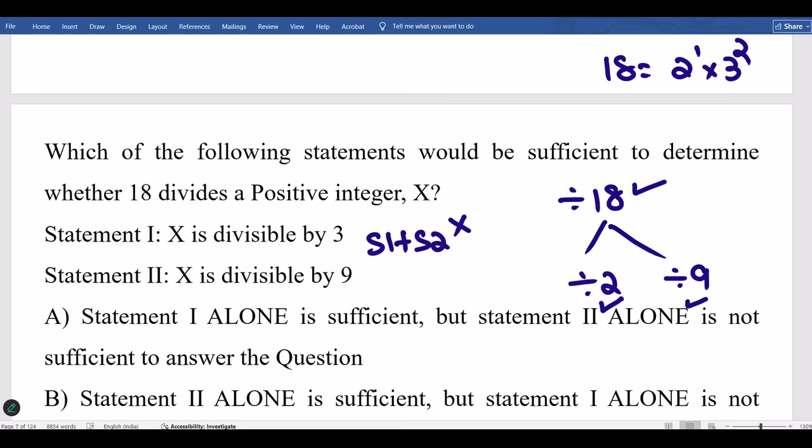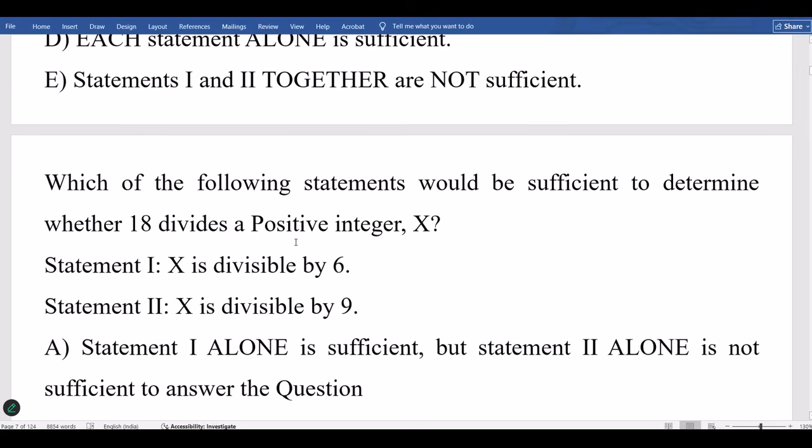Let us say I have some number which is 27. 27 is divisible by 3. 27 is divisible by 9, but still it is not divisible by 18. But any number you check that is divisible by 2 and 9 is obviously divisible by 18. You take any number which is divisible by 2 and 9, it's obviously divisible by 18. This combination I cannot decide.